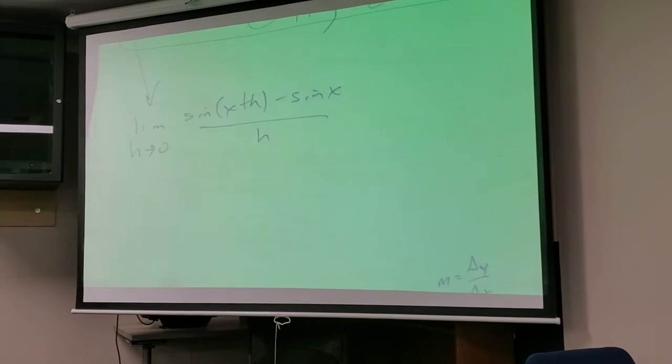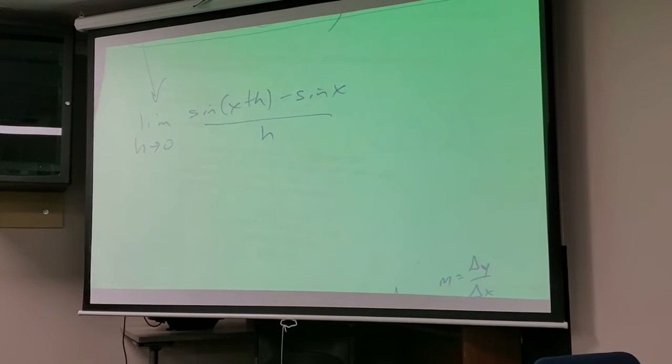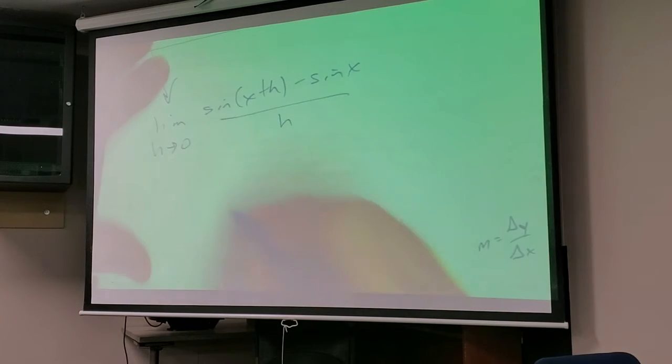If I would have just slowed down and thought about it for a second. Do we have an identity for sine of x plus h? Yes.